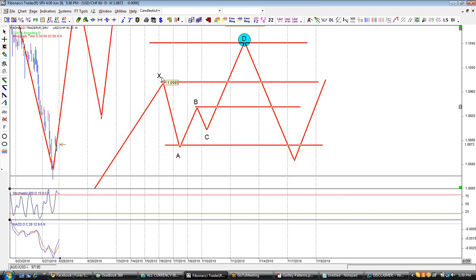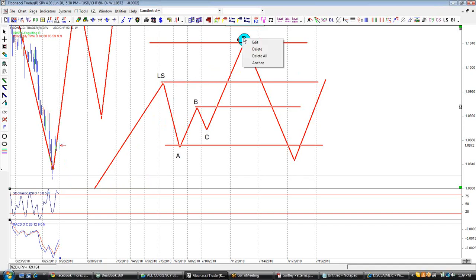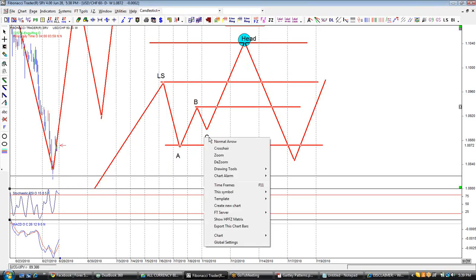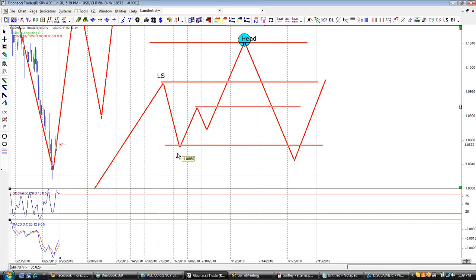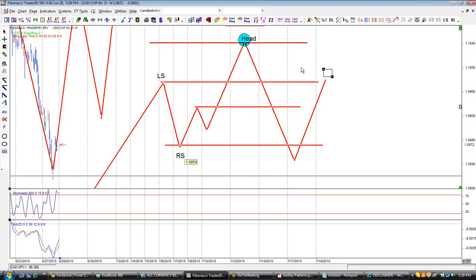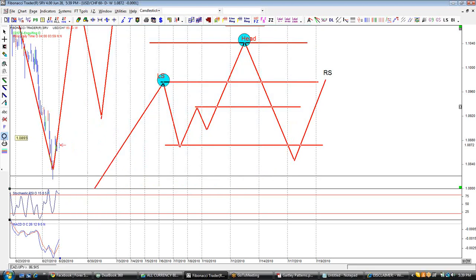It won't let me draw to the right anymore. Let's say this is the left shoulder. This here would be the head. And this will be the right shoulder. I'll draw a couple of circles at the shoulders. Now we've been in a bullish trend. Price forms head and shoulders.